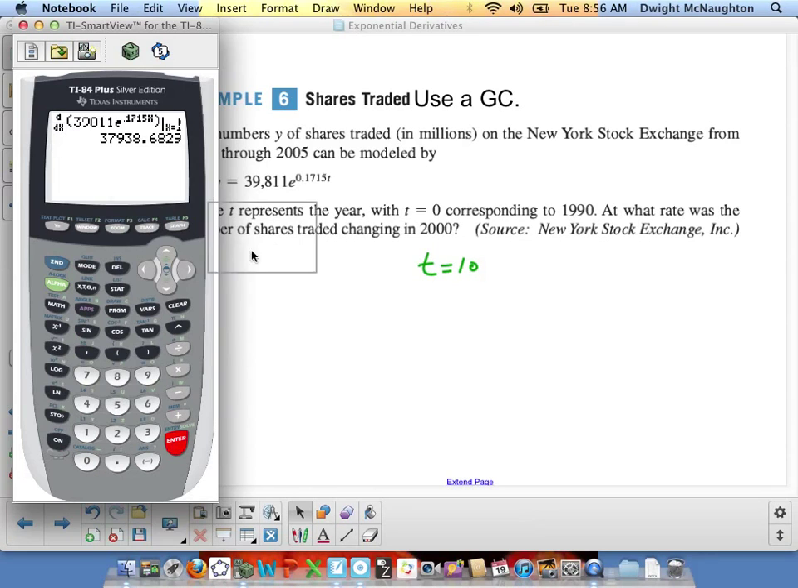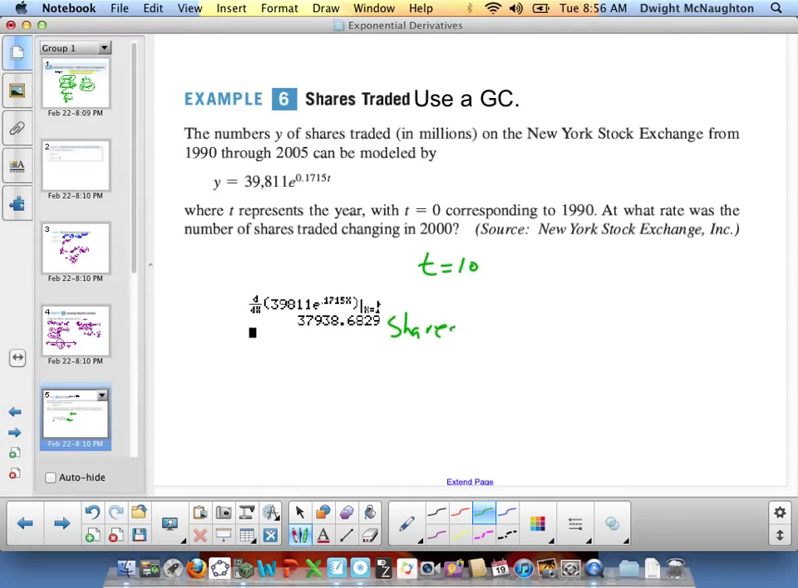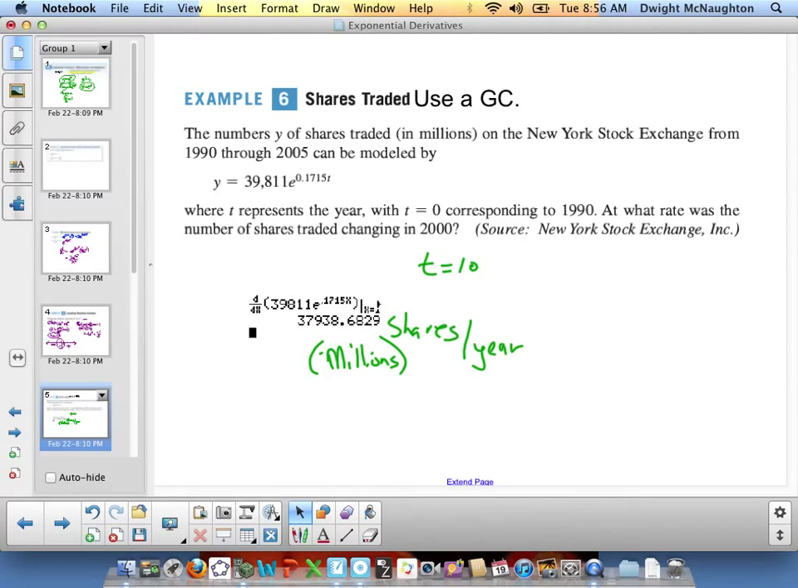And so it is changing at a rate of 37,938 shares per year. All right. So we're just taking the derivative and plugging in 10. You can do that by hand too, but this is good calculator practice.